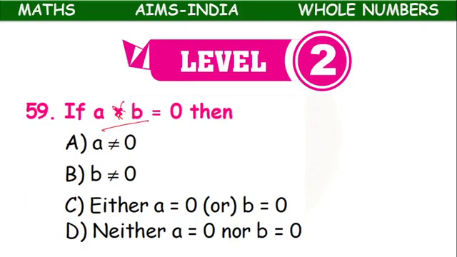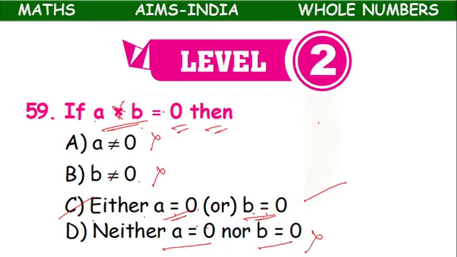If A into B equals 0, we have already discussed this type of question. If A into B equals 0, what is the correct answer? Either A equals 0 or B equals 0. So A may be 0, B may be 0, or both A and B may be 0. A is not equal to 0, wrong. Sometimes A may be 0, B is not equal to 0, wrong. Either A is 0 or B is 0, correct. Neither A is 0 nor B is 0, wrong. So only option C is the correct answer.